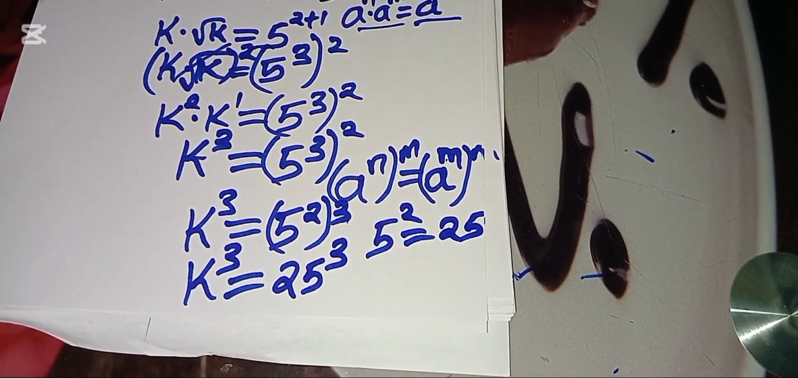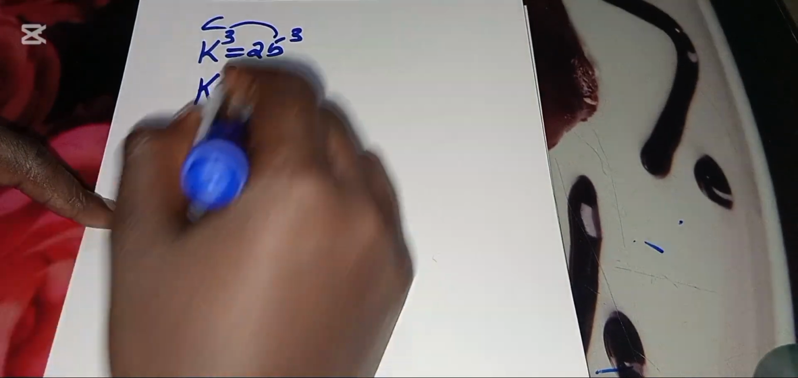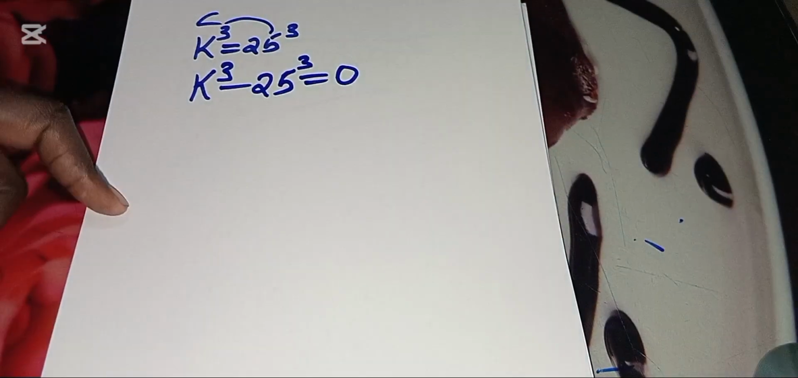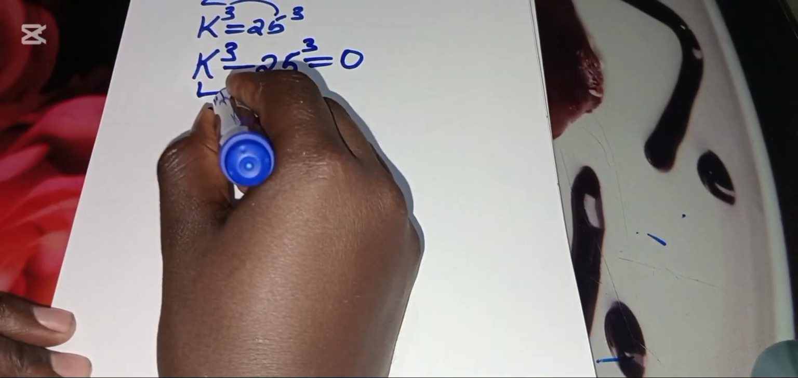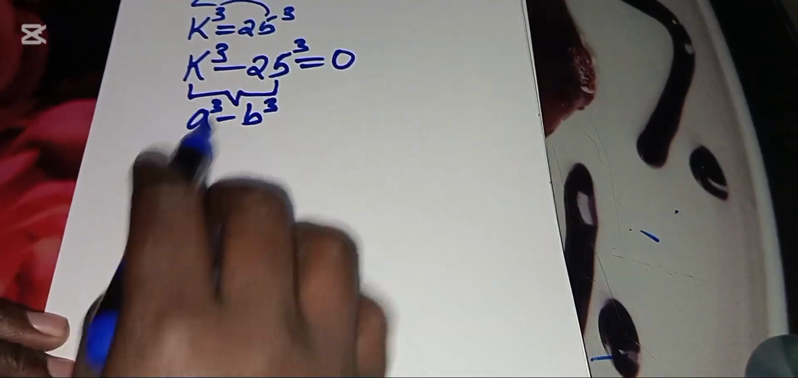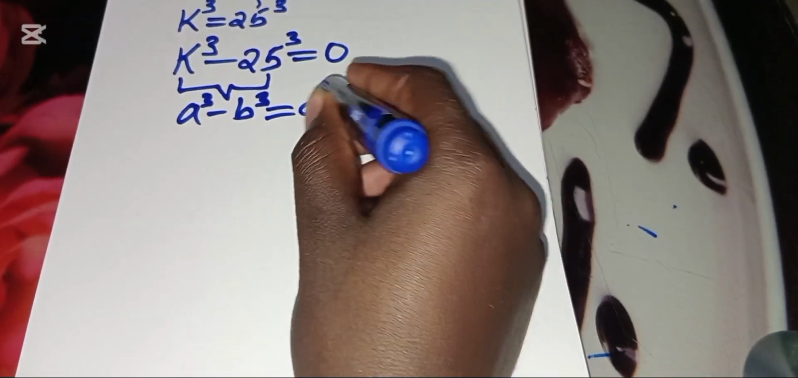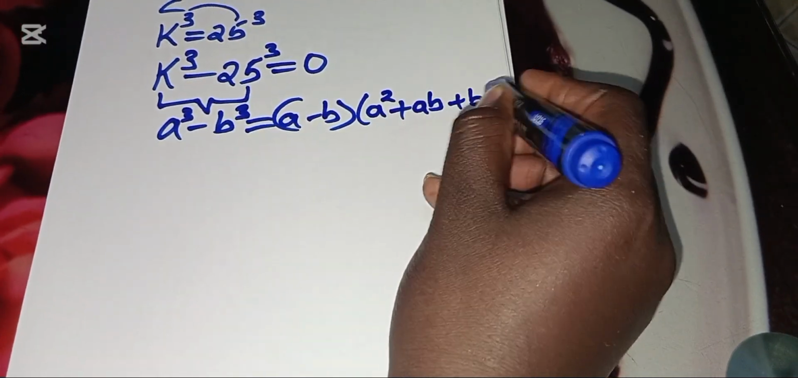Okay, so let's proceed. So we have k cubed is equal to 25 cubed. Now we can express this by taking 25 cubed to the left hand side, so we'll have k cubed subtract 25 cubed, equal to 0. As you can see here, this is the difference of cubes, which is expressed as a cubed minus b cubed, which is equal to a minus b, a squared plus ab plus b squared.